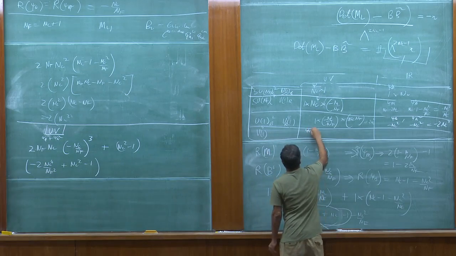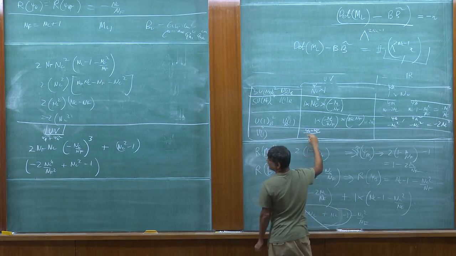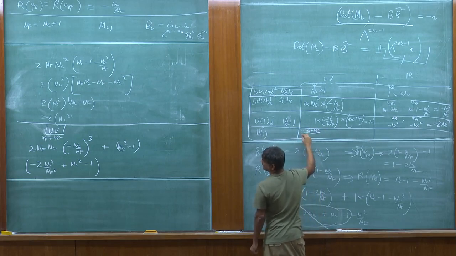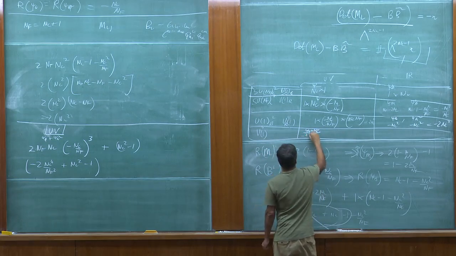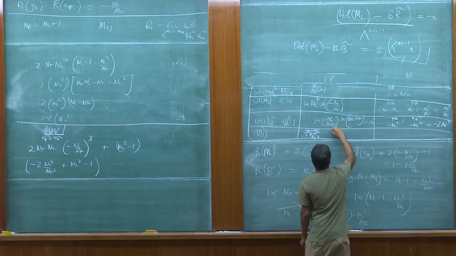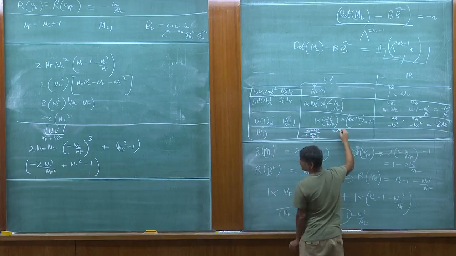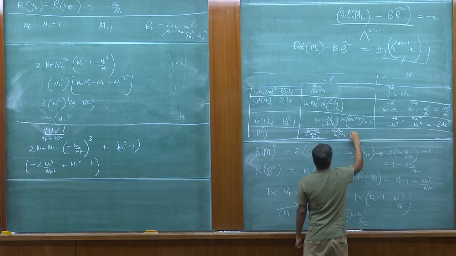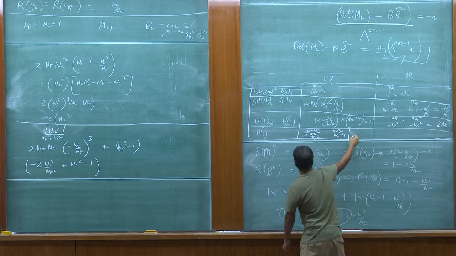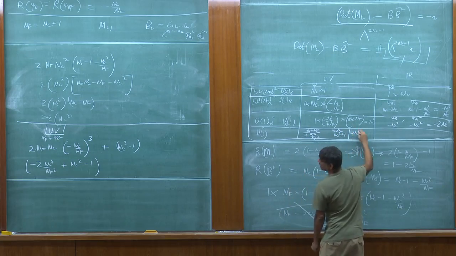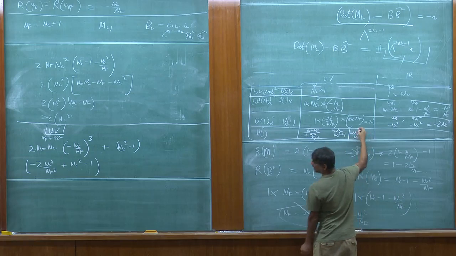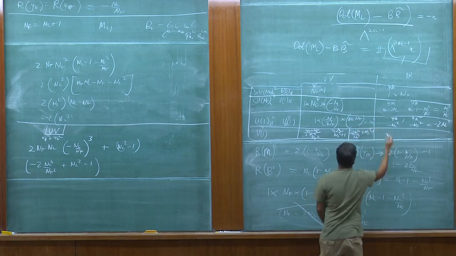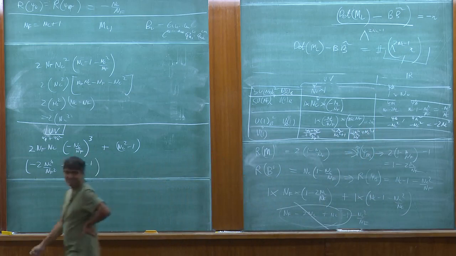So psi q plus psi q tilde, this was minus 2 NC to the 4 by NF square, and lambda was NC square plus 1. Total was minus 2 NC to the 4 by NF square plus NC square minus 1. Okay, now for the IR.